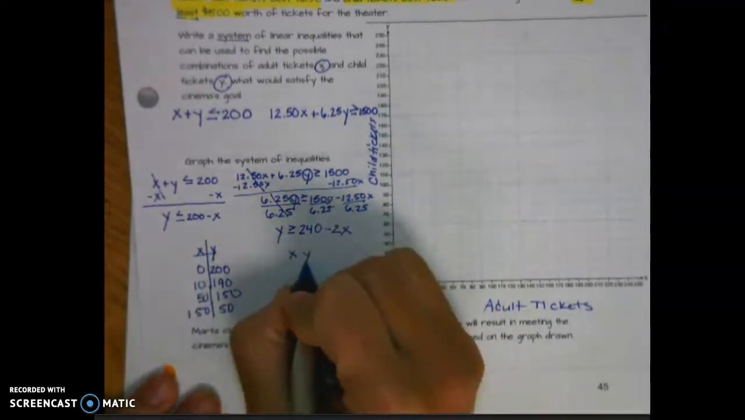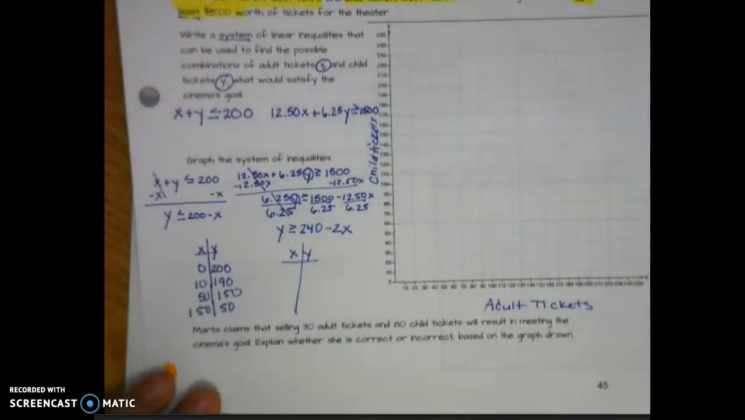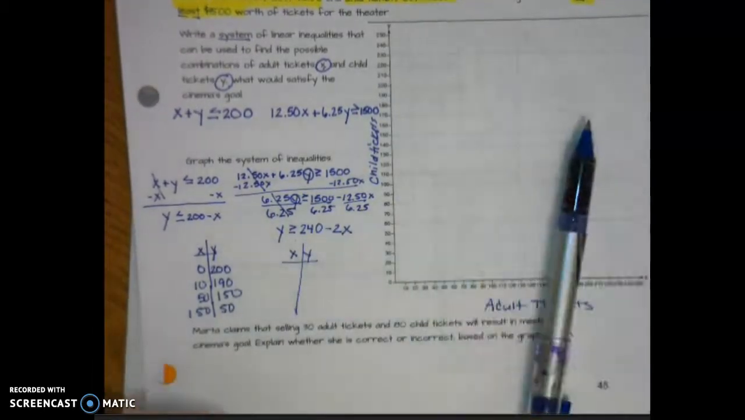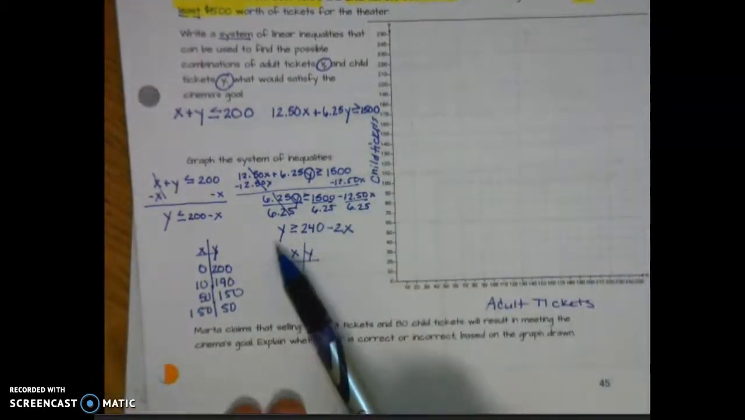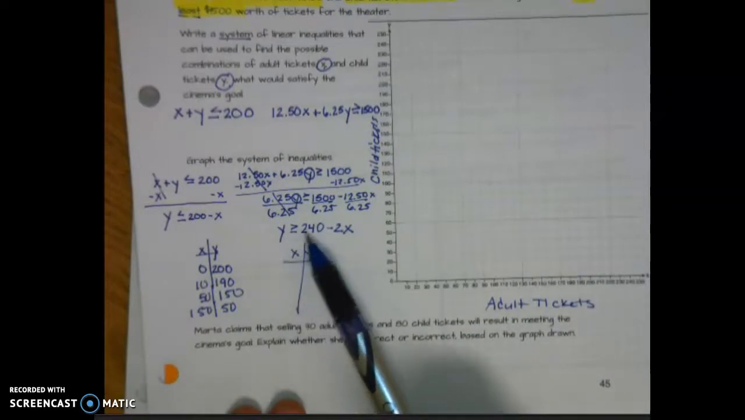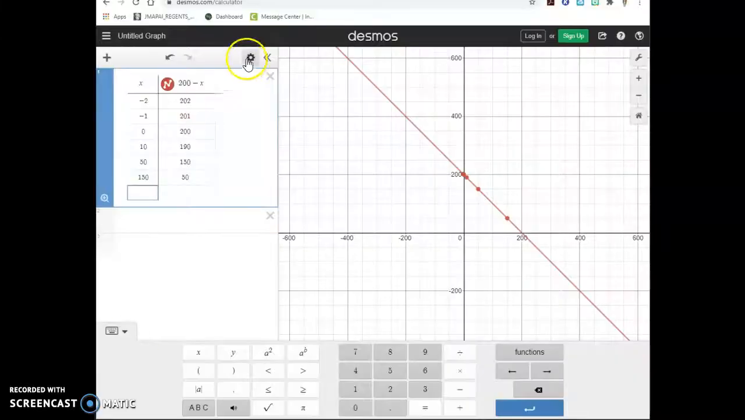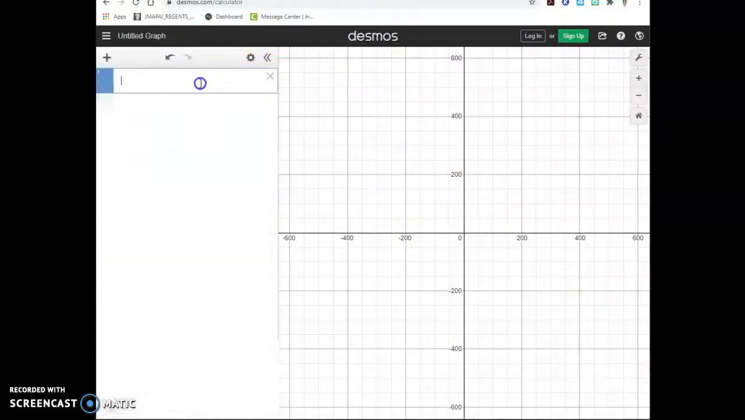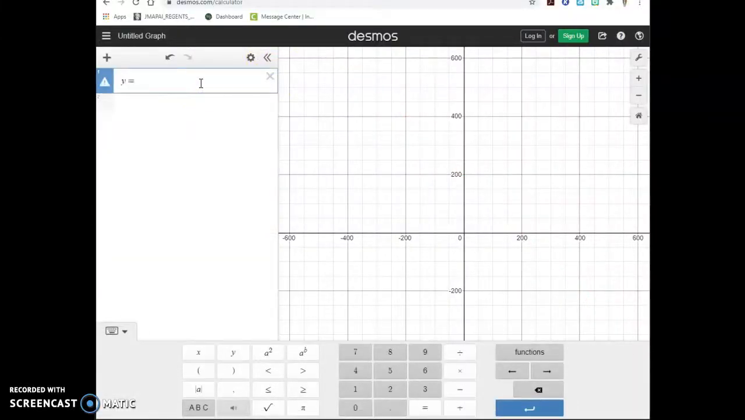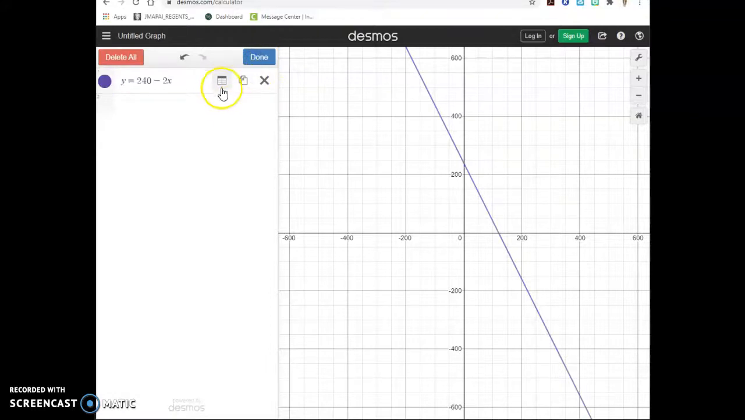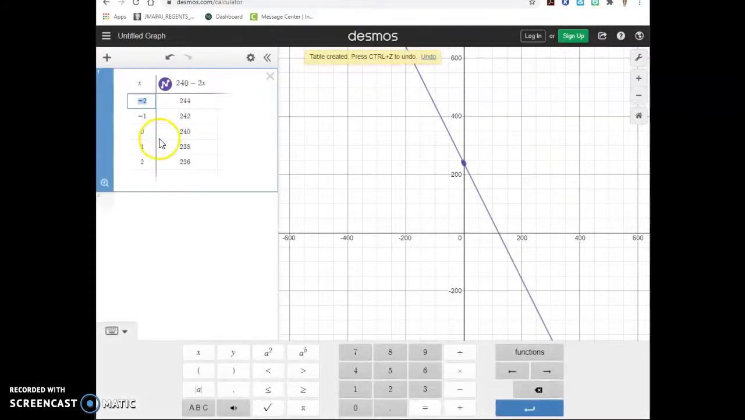And while I'm on Desmos, let me just get my points for my other line, and then I'll do the whole graph at the same time. So the other equation is y is greater than or equal to 240 minus 2x, but I'm going to use an equal sign when I type it into Desmos. So I'm going to x out of this, and I'll type y equals 240 minus 2x. Okay. Hit the gear button, and then this picture of a table, convert to a table. So again, I don't want negatives. I want my x's to be a multiple of 10.